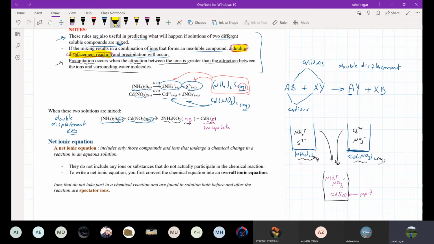We change places. You can do what? You can change the places of the cations like this. For example, this cation with this cation. Or you can change the anion with the anion.